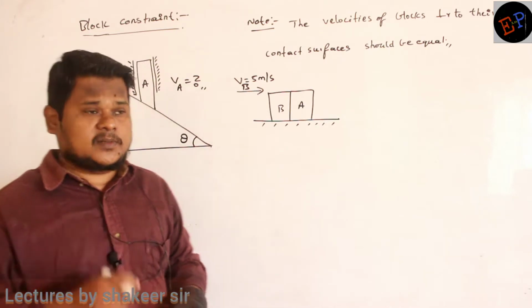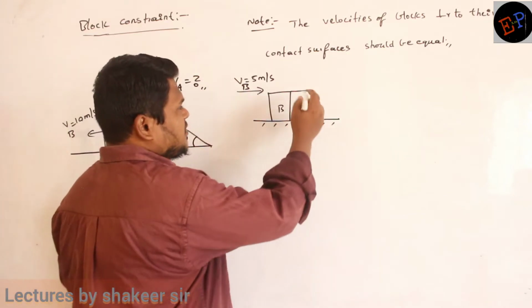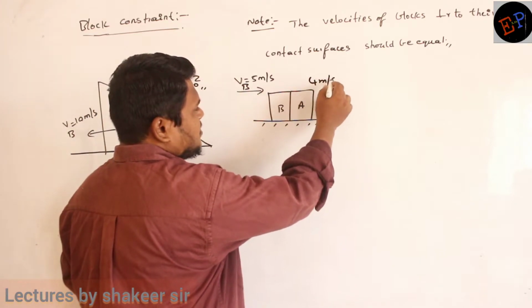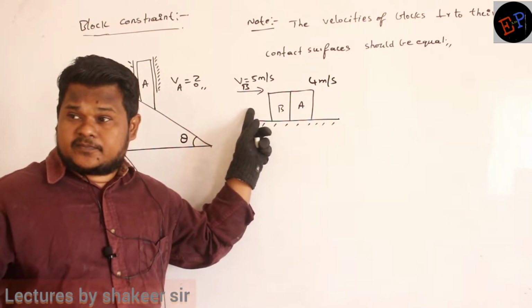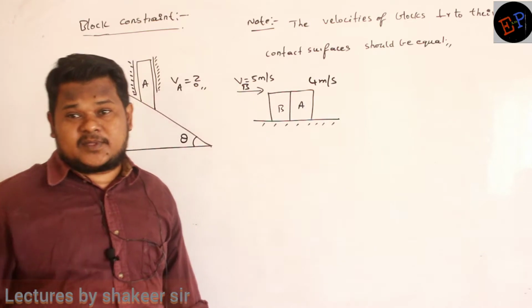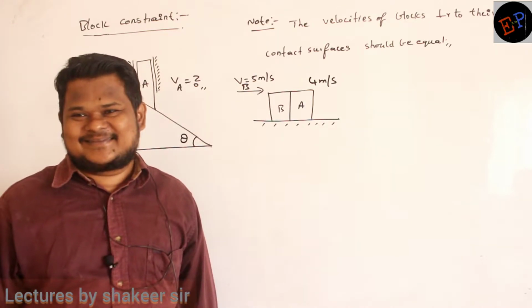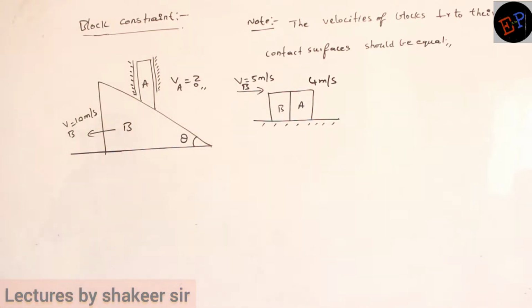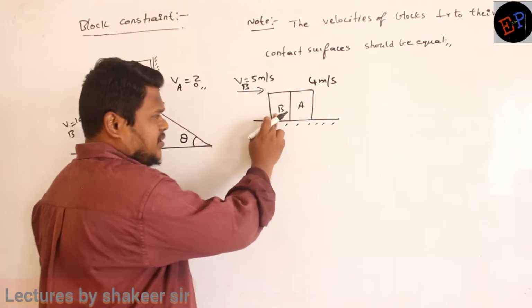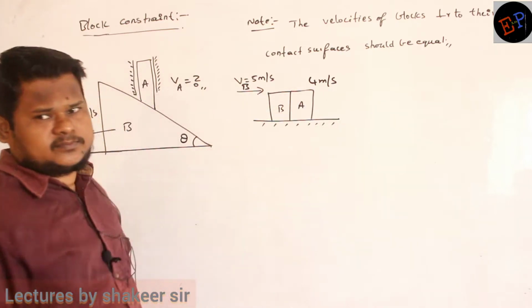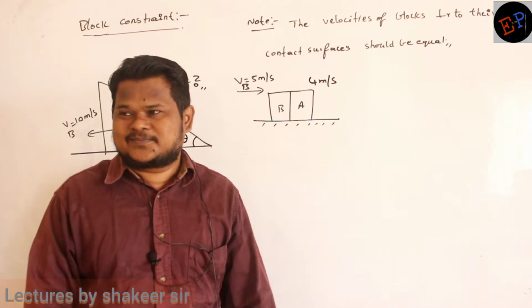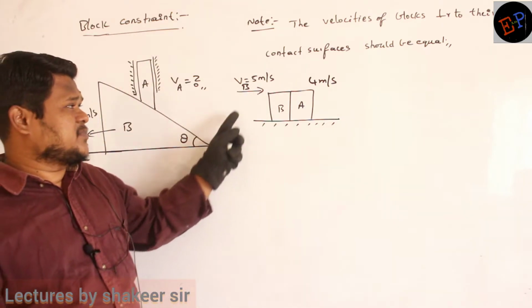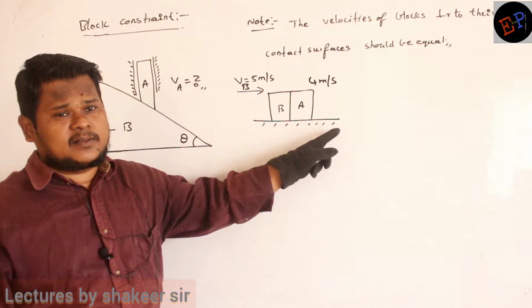Motion of block A is limited by motion of block B. For example, if block A travels only with a speed of 4 meter per second, and speed of B is 5, then what will happen? Can you say anybody? This block B will enter into block A, no? Block B will go into block A and pass to the other side, because the speed of block B is greater than block A.